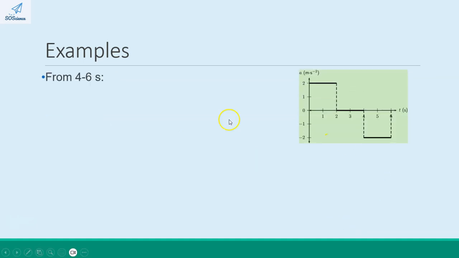Let's calculate the area under the acceleration time graph from 4 to 6 seconds now to identify the velocity here. So velocity is acceleration times time. Our time is 2, but note that in this case our acceleration is negative. It is -2. Let's note here the negative acceleration.